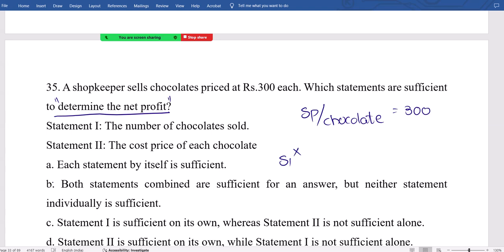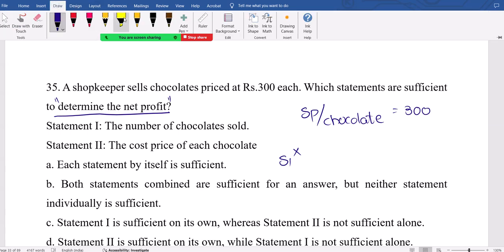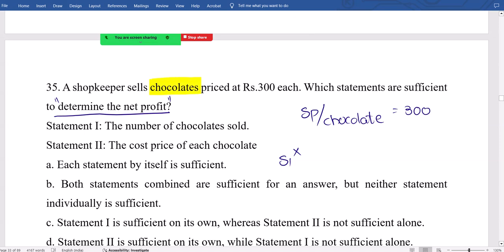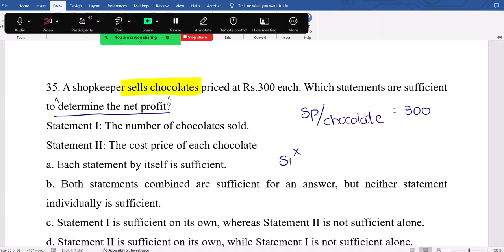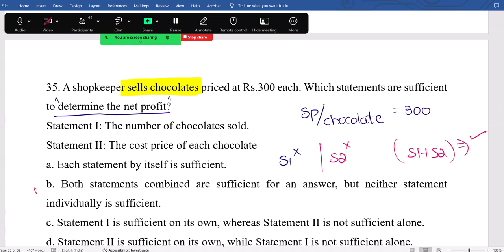And you can see it says sells chocolates, not one chocolate. They are selling multiple chocolates. One alone is not possible. Two alone, I know cost price, then I can find the profit for one chocolate. But how many chocolates were sold, I ought to know. So if I go for both together, then we can get the answer. Both statements combined.